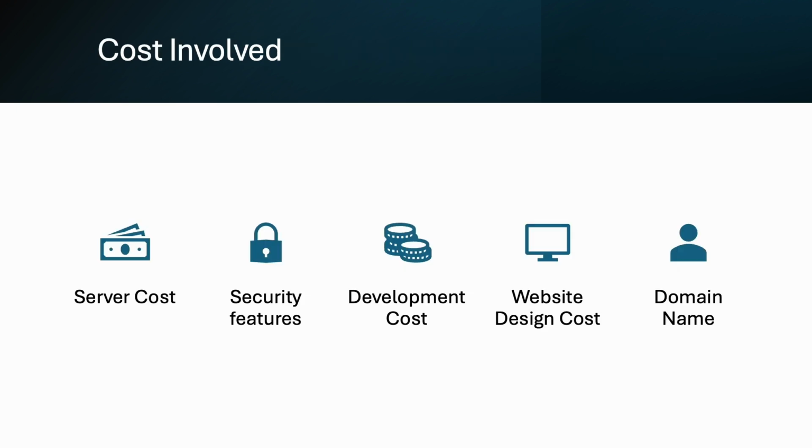This slide highlights the key costs associated with implementing our intruder alert system. These costs are divided into 5 main categories. Server cost. This includes the expense of acquiring and maintaining the servers needed to store and process the system's data. Security features. These are investments in encryption, authorization mechanisms, and other technologies to safeguard data and prevent breaches. Regular updates and penetration tests also fall under this category.